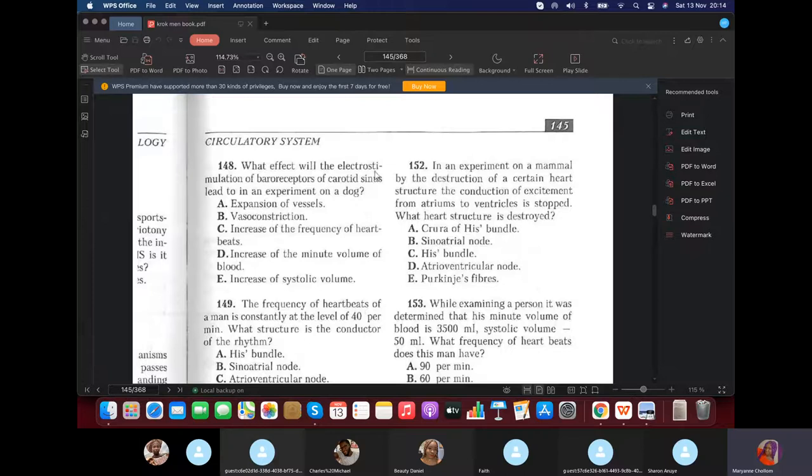Now, you have put in the bracket here, decrease in blood pressure. If there's vasoconstriction, will you have decrease of blood pressure? No. You actually have an increase of diastolic pressure. If you have increase in the frequency of heartbeat, it will be increase in systolic pressure. If you have increase in the blood volume, that is the increase in systolic pressure. Increase in systolic volume is the same thing. Yes? So that's why the answer will be expansion of vessel or vasodilation of vessel, because vasodilation of vessel will cause a decrease in blood pressure.